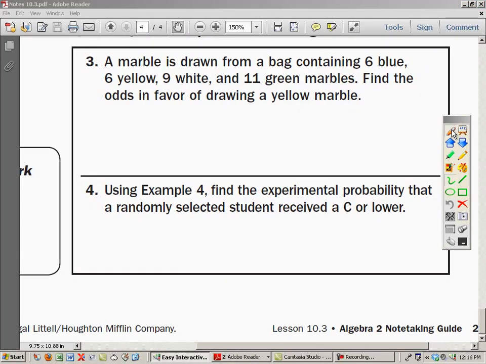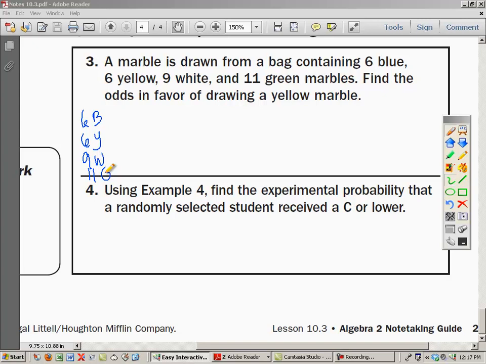I'm not going to draw the bag of marbles again. All together in that bag of marbles, you've got 6 blue, 6 yellow, 9 white, and 11 green. Blue and yellow and green and white. Boy, that's a Michigan bag of marbles right there. Find the odds in favor of drawing a yellow marble.